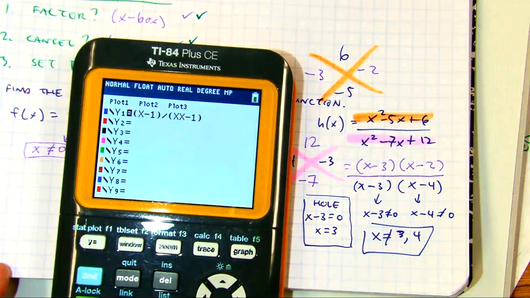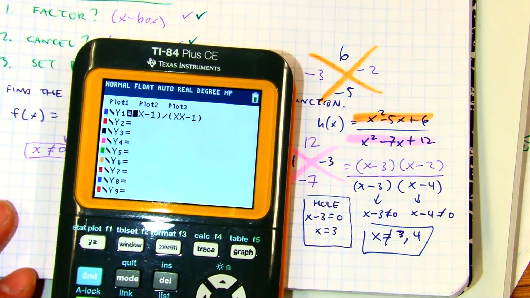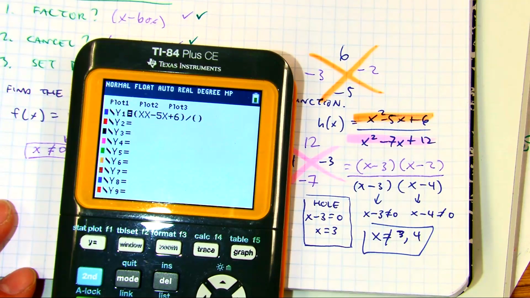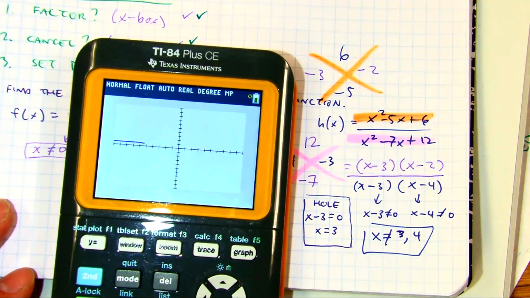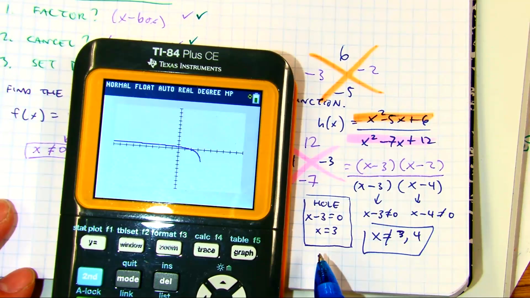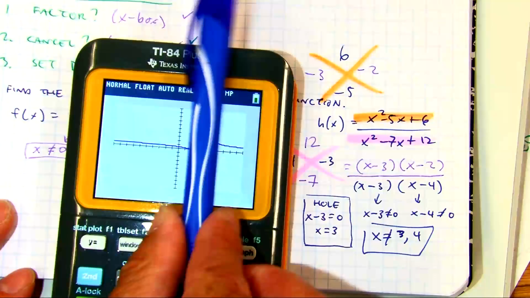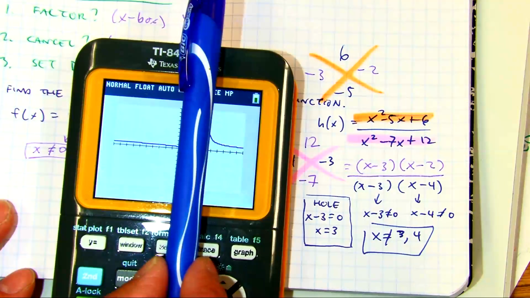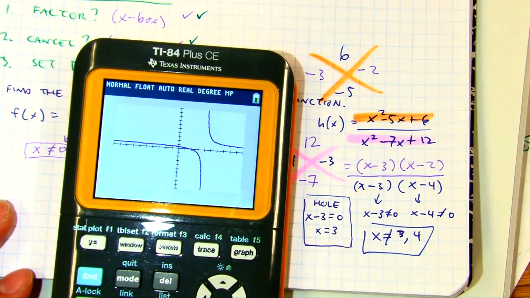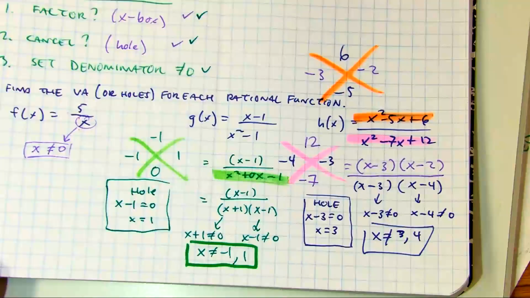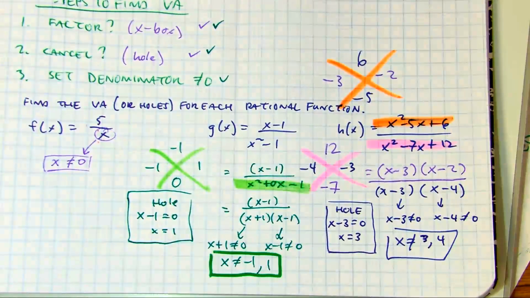Let's graph it. X squared minus 5x plus 6 divided by x squared minus 7x plus 12. Zoom 6. I expect to be a vertical asymptote at 4, and then there's a hole when it touches my graph at 3. Does it make sense? So right now we're kind of doing everything algebraically, and we're just kind of reinforcing it graphically. And those are 3 examples of finding the vertical asymptote.